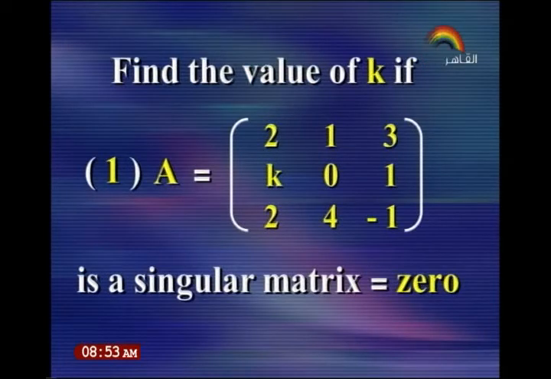Dear student, we have a matrix with 3 rows and 3 columns, with one element k unknown. Find the value of k if the matrix is called a singular matrix. What do you mean by singular matrix? Determinant equal 0. Solution.